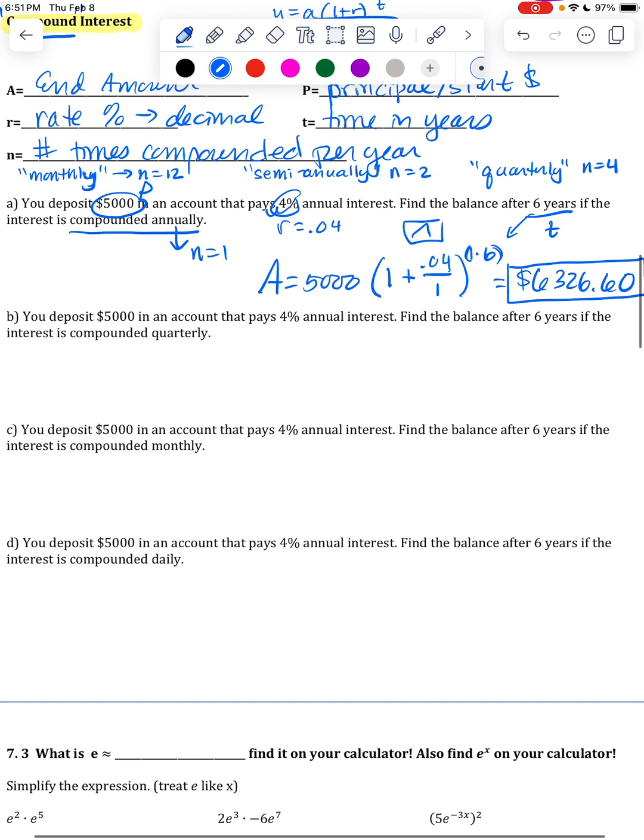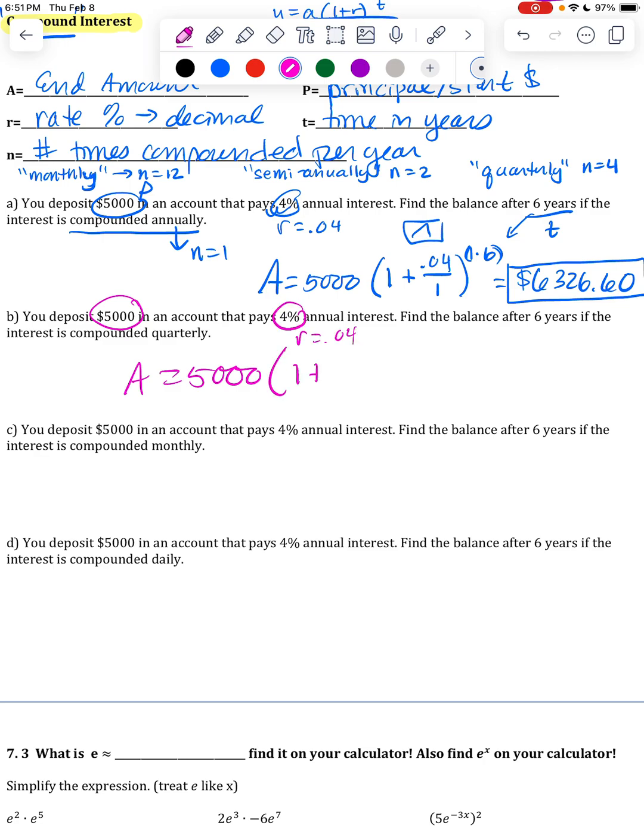What if, and these are going to be all really similar, the thing they're changing is the compounding, because you're still putting in the same 5,000 as your principal. You still have a 4% rate, and you're still keeping it in there for 6 years, but compounded quarterly means your N would be 4 times a year. So here and up here, I have a 4. Instead of compounding it 1 time a year, I'm going to compound it 4 times a year. So practice putting that into your calculator.